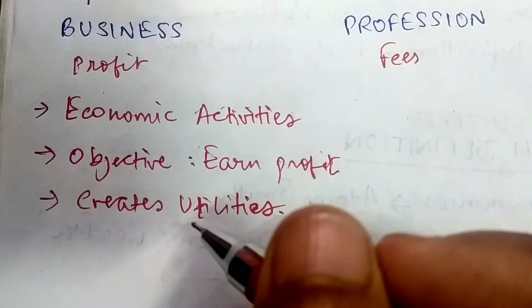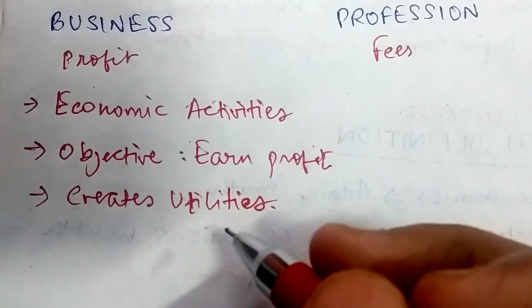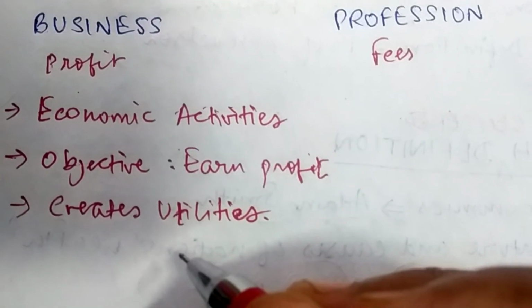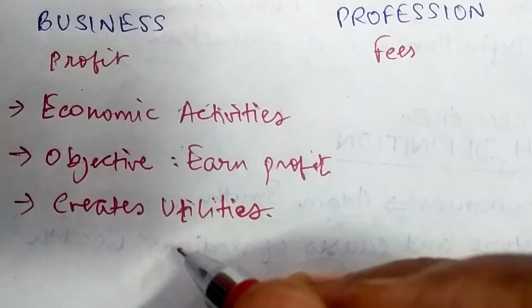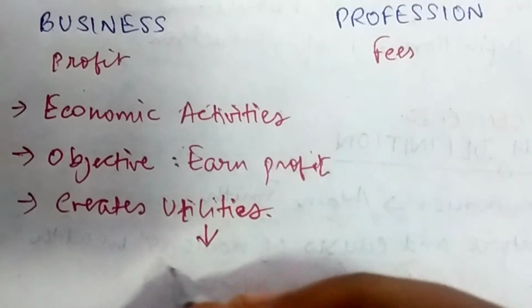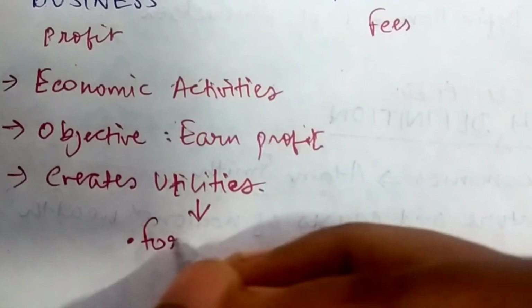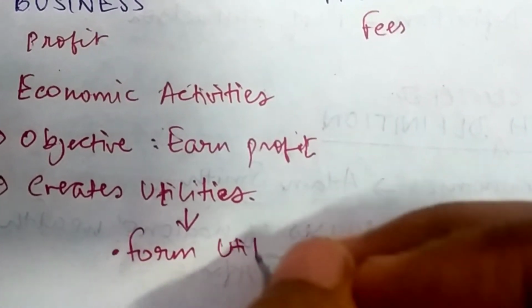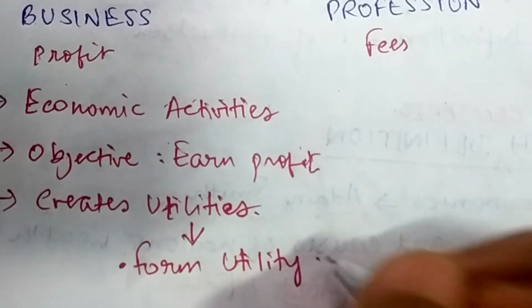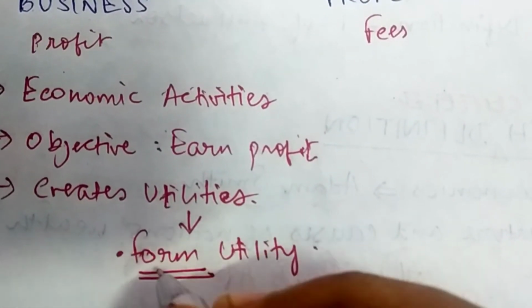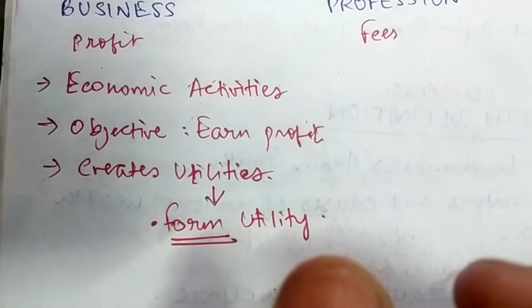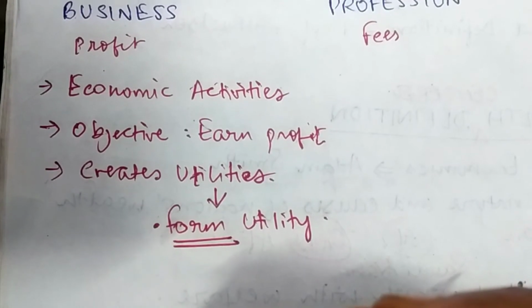Okay, so now the question comes, what kind of utilities does a businessman create? The first utility is the form utility. Okay, form utility. Have you ever heard the term form? Form means the shape, the size, the way it looks.